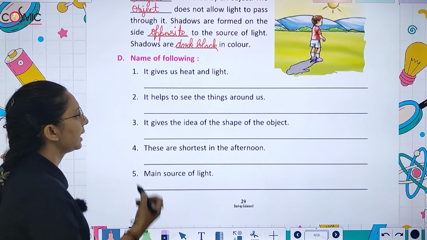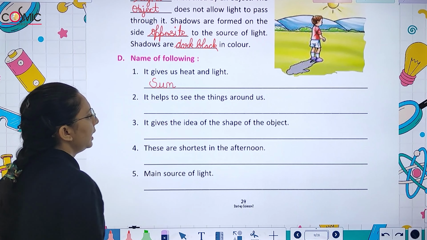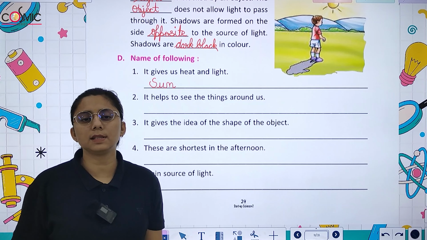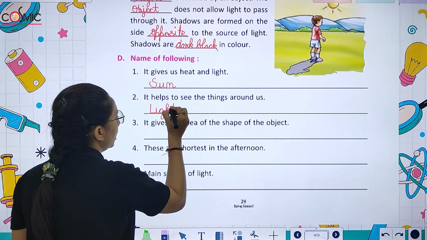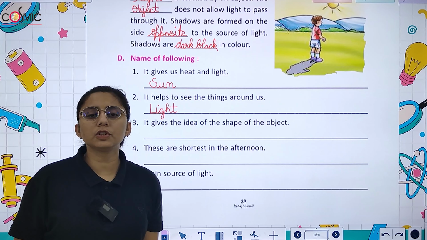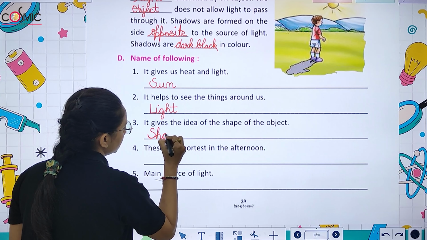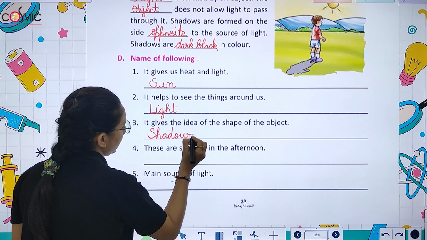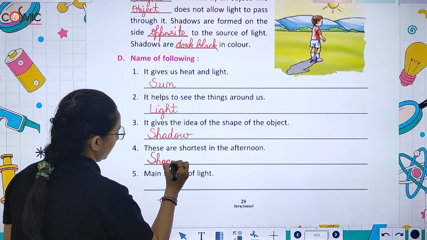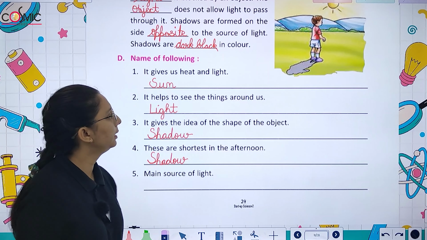Next is name the following. It gives us heat and light. What gives us heat and light? Sun. It helps us to see things around us. किसकी help से हम चीजों को देखते हैं आसपास? It gives the idea of the shape of object. Shadow. Shadows are shortest in the afternoon. Main source of light, sun.